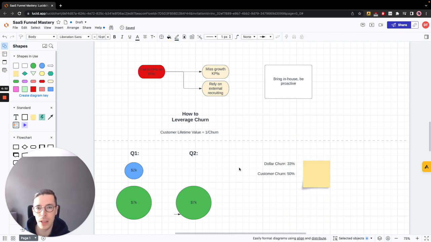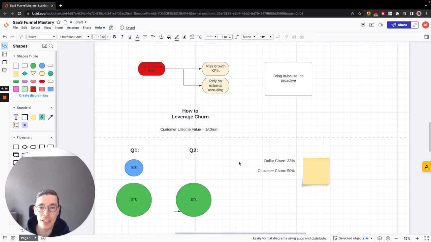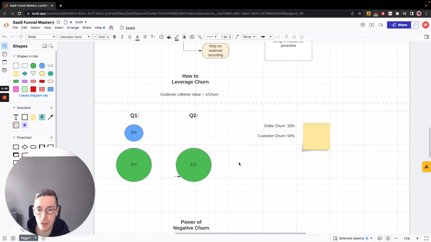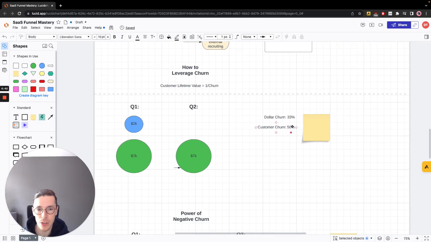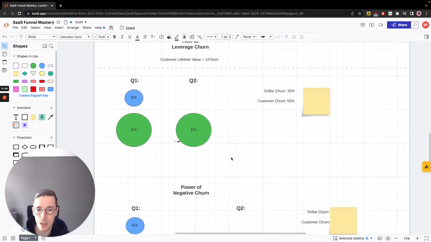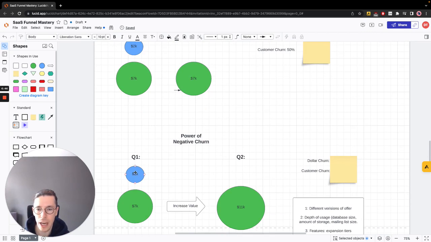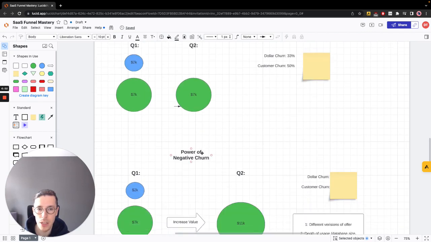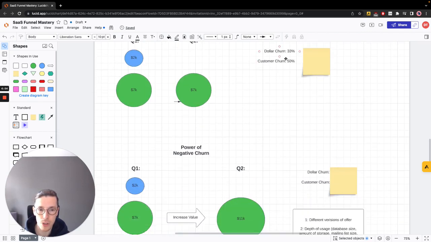Now, how do we leverage churn to make it something that's actually very profitable for us and look at it in a completely different way, which most companies aren't doing? Let's take a look at the power of negative churn. Here, these were both positive churn. Let's take a look at this same example. We have the same client 1 and client 2, and we've lost client 1 as in the example up here, so we'd be expecting some sort of dollar churn like this.